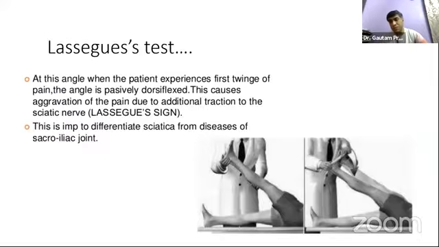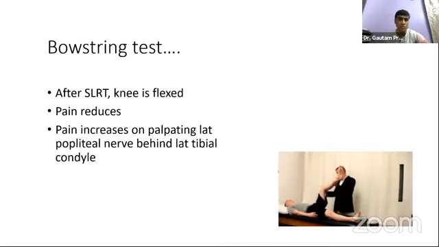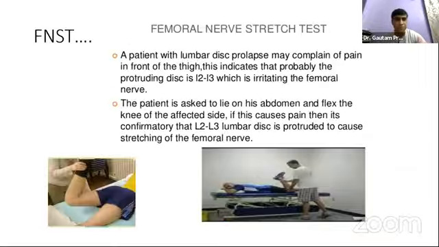Lasegue's test. After you get a positive SLR, you slightly lower the leg, and then you do dorsiflexion at the ankle joint. If that comes out positive, it is highly indicative of a positive SLR, and this is called Lasegue's test. This also helps us to rule out that the patient is not malingering his pain. Bowstring test is another, in which after you get a positive SLR, you just decrease the extension, that is, you flex the knee, and then you palpate at the lateral tibial condyle, where the sciatic nerve will get stretched, and that will cause pain.